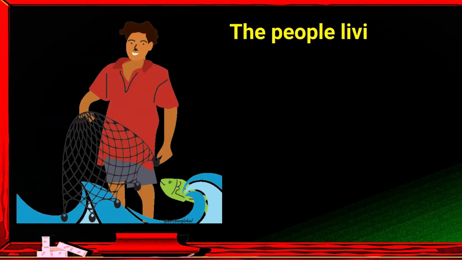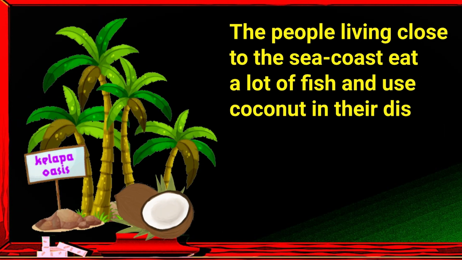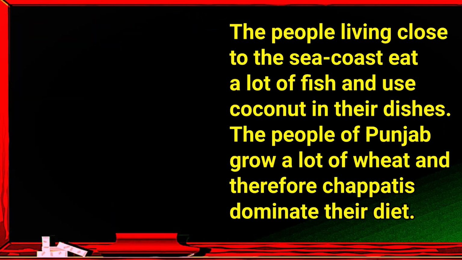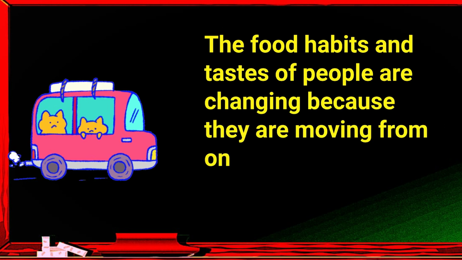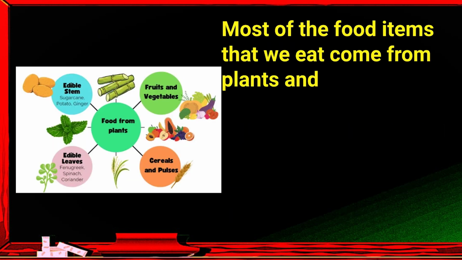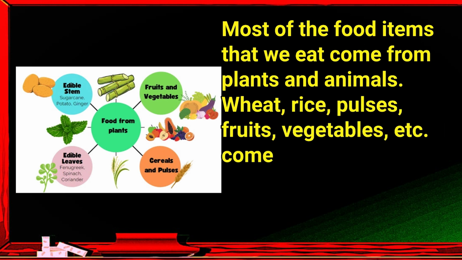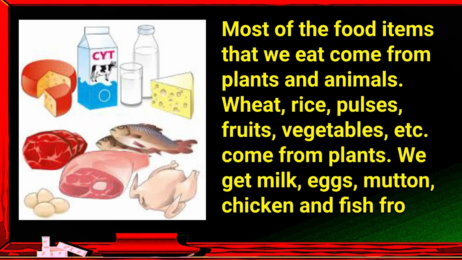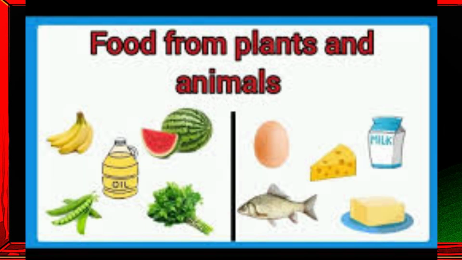The people living close to the seacoast eat a lot of fish and use coconut in their dishes. The people of Punjab grow a lot of wheat and therefore chappatis dominate their diet. The food habits and tastes of people are changing because they are moving from one part to another within the country and outside the country. Most of the food items that we eat come from plants and animals. Wheat, rice, pulses, fruits, vegetables, etc. come from plants. We get milk, eggs, mutton, chicken and fish from animals. So students, you all should remember these points for your coming examination.